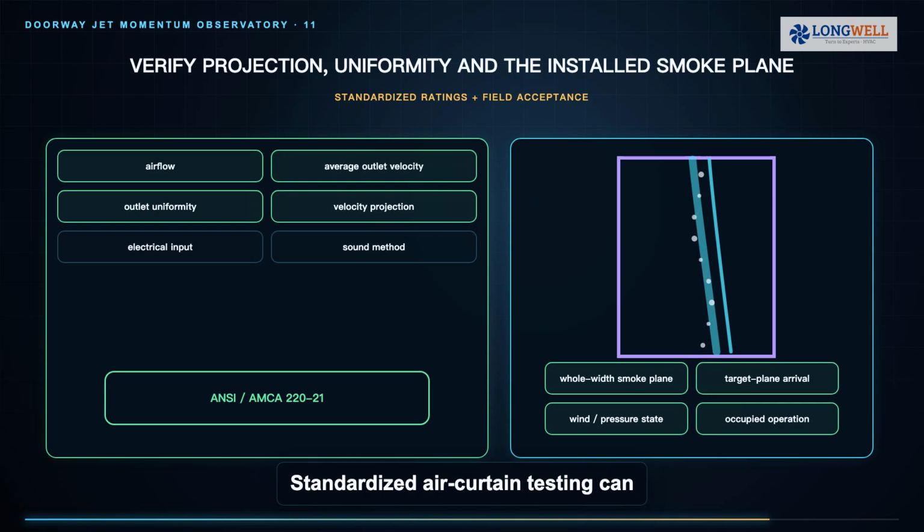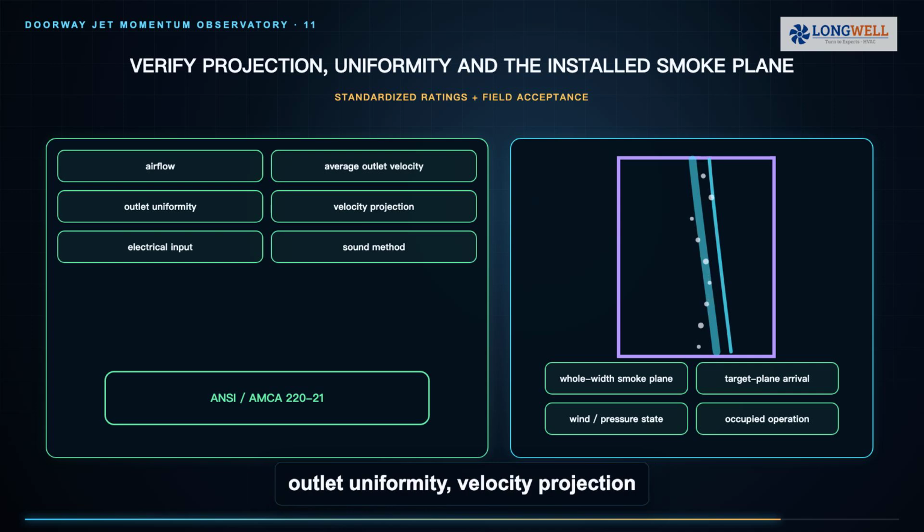Verification closes the gap between a catalog and a doorway. Standardized air curtain testing can report airflow, average outlet velocity, outlet uniformity, velocity projection, and power. Sound data needs its defined test method as well. In the installed opening, use a smoke plane or other agreed visualization to inspect the whole width, confirm the target plane, and repeat the check under relevant wind, pressure, and operating conditions.